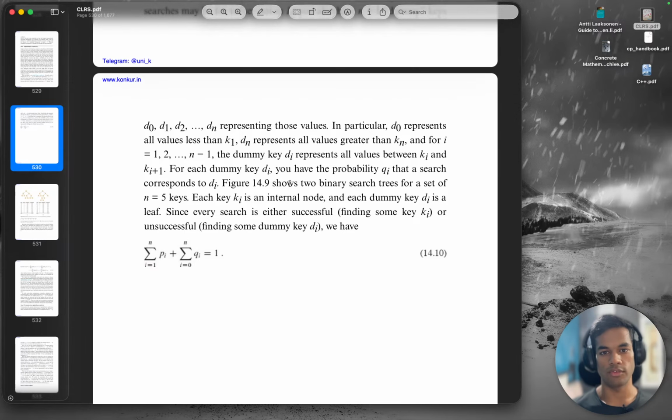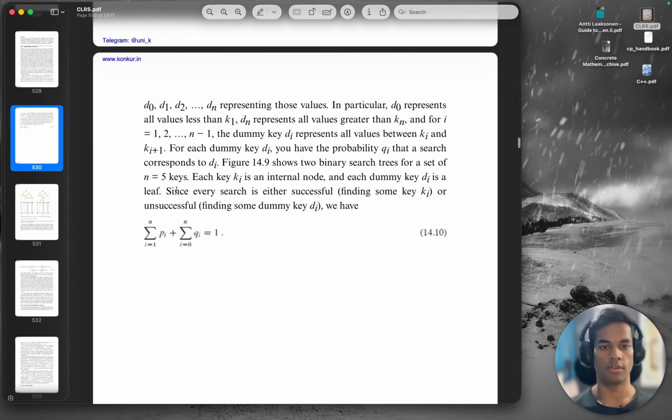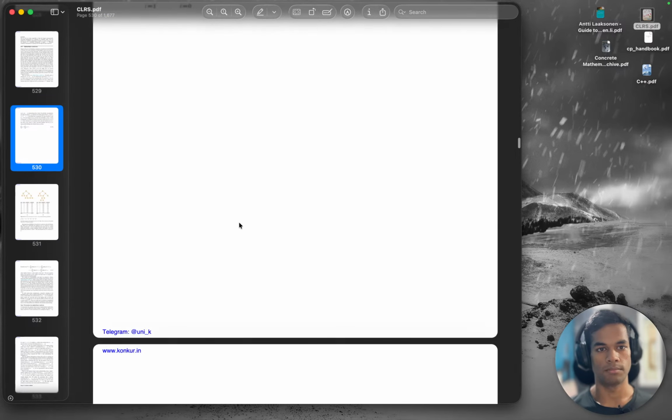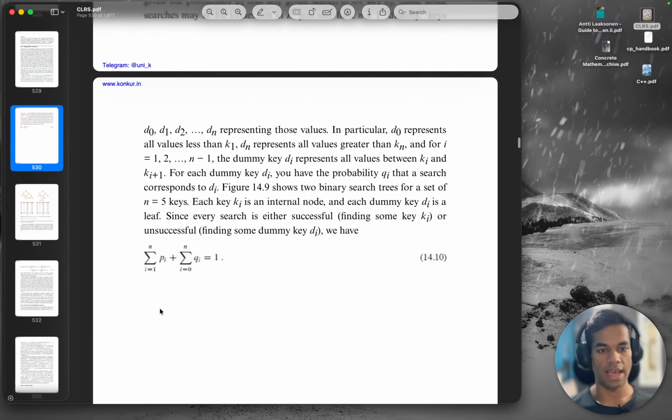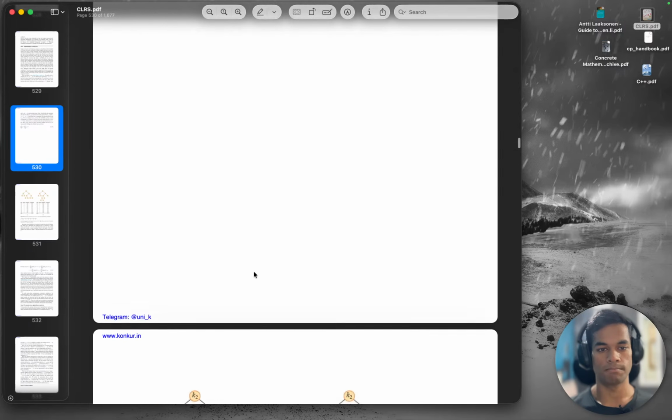So figure 14.9 shows two binary search trees for a set of n equal to 5 keys. Each key ki is an internal node and each dummy key di is a leaf. Since every search is either successful, finding key ki, or unsuccessful, finding a dummy key di, the total probability is going to be 1. And if we have n actual keys, then we are going to have n plus 1 dummy keys.